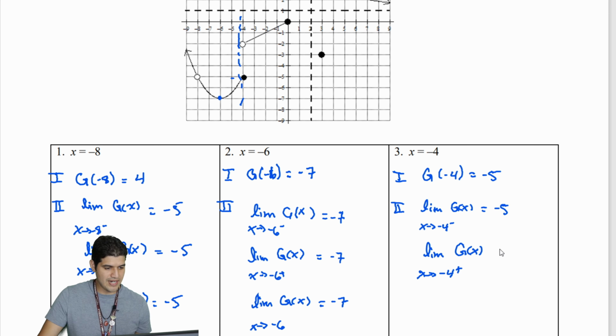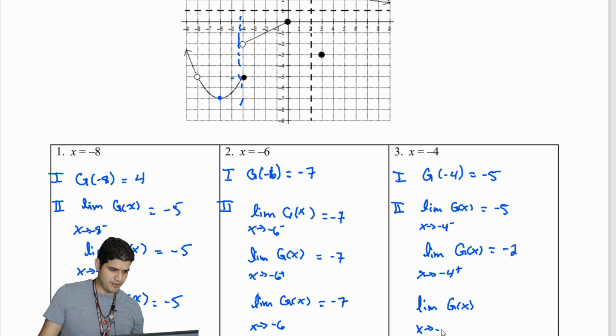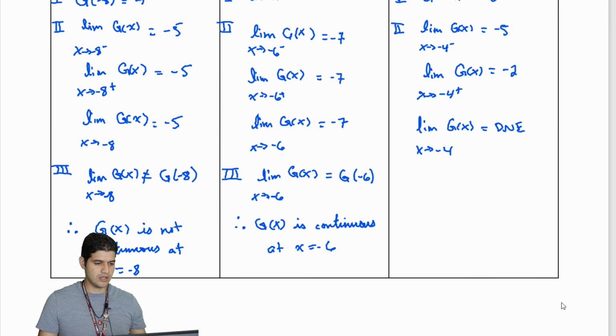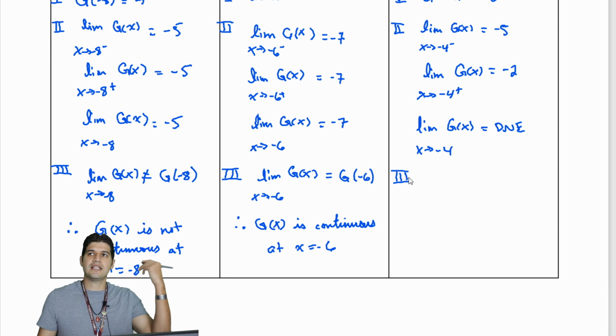-2. So what can we say about the limit from both sides? Well, since those aren't matching up, the limit at that point does not exist. The limit of g of x as x approaches -4 does not exist. Okay, so we now go into our third part of our definition. Does the limit equal the function at that point? In this case, we're going to definitely say no, because one value doesn't even exist.